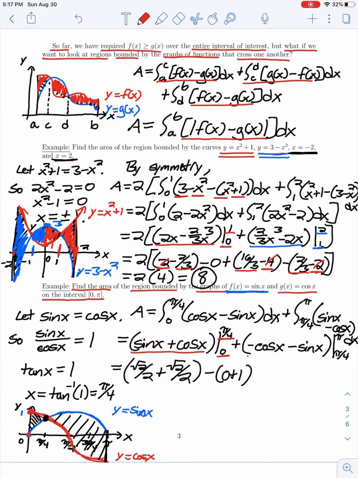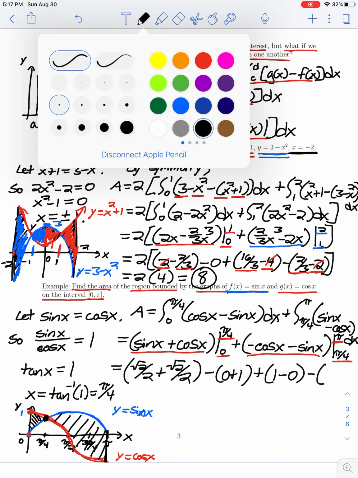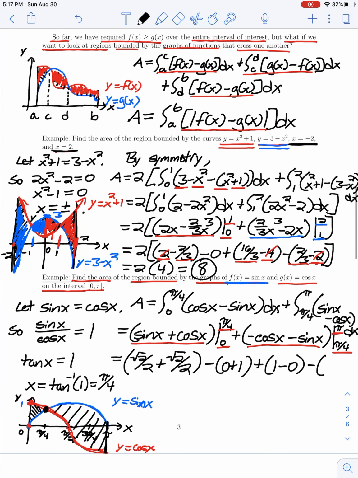Now for our second piece, we first evaluate at pi. Substituting in pi, we would have cosine of pi is negative 1, but since it's got the negative out in front, we have 1, minus sine of pi, which is 0, and then we're subtracting the value we get when we substitute in pi over 4. So here, cosine of pi over 4 is root 2 over 2. We had a negative out in front. And then minus sine of pi over 4 is also root 2 over 2.